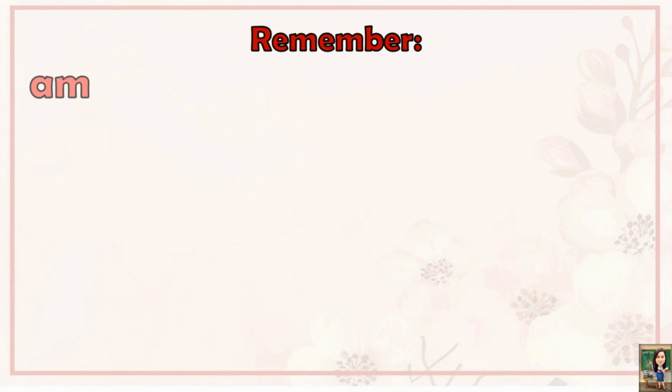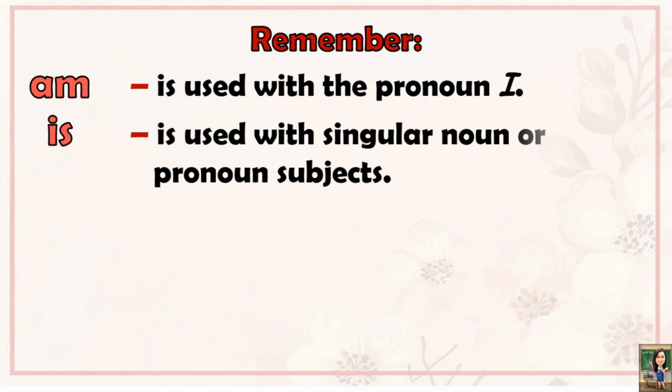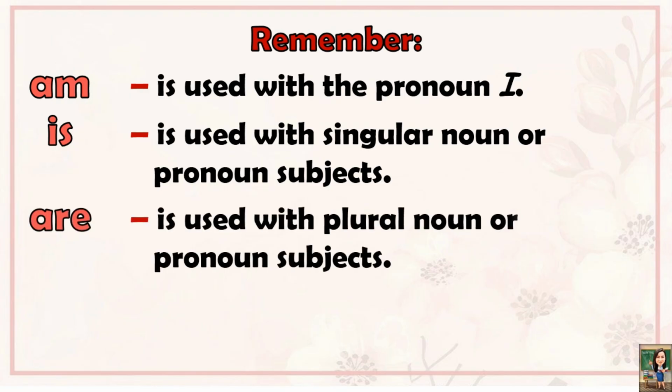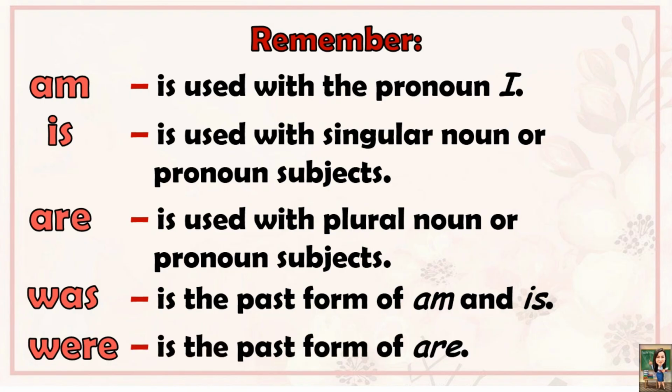Remember, am is used with the pronoun I. Is is used with singular noun or pronoun subjects. Are is used with plural noun or pronoun subjects. Was is the past form of am and is. And were is the past form of are. These are the 5 be verbs.